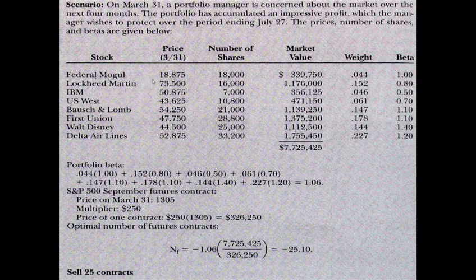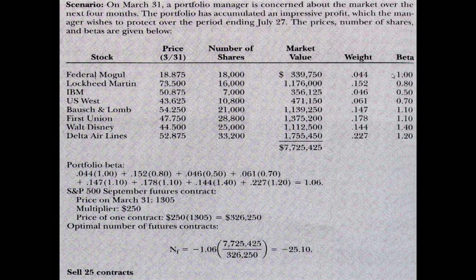So Federal Mogul, we multiply $18.90 with 18,000 shares. That gives us $340,000, right? We add all that market value for all the other shares up, we end up with a total portfolio value of $7.7 million. Now, each stock has a weighting, of course, dependent on the number of shares we've bought in the portfolio, the market value, should I say. So Federal Mogul has a 4% weighting in the portfolio and has an associated beta of 1.